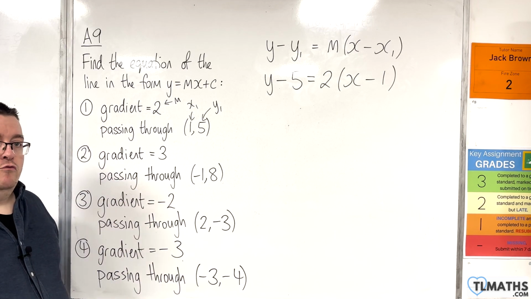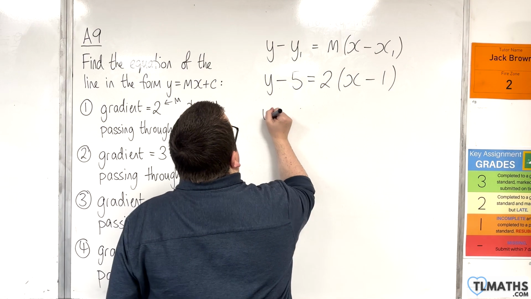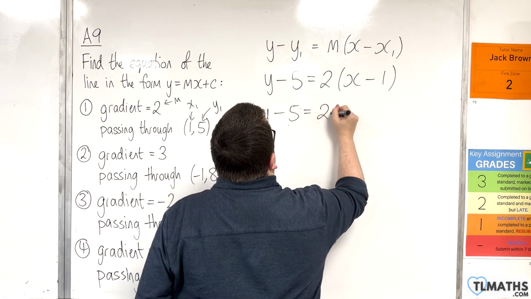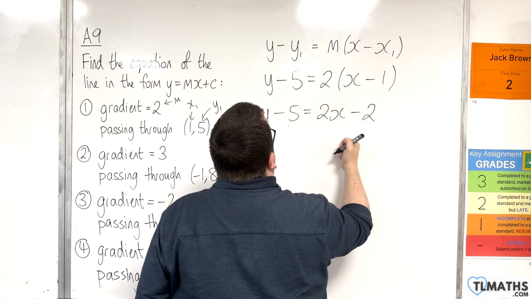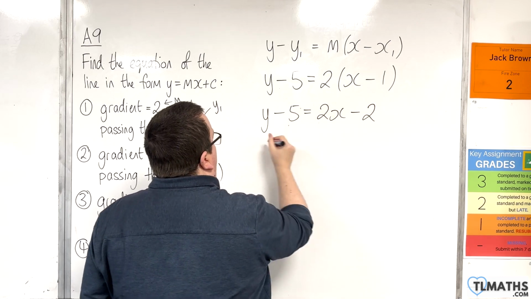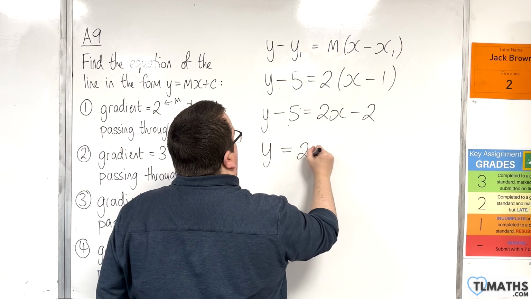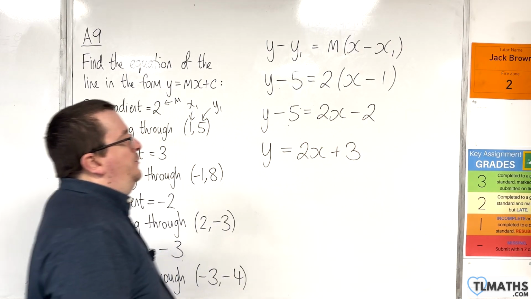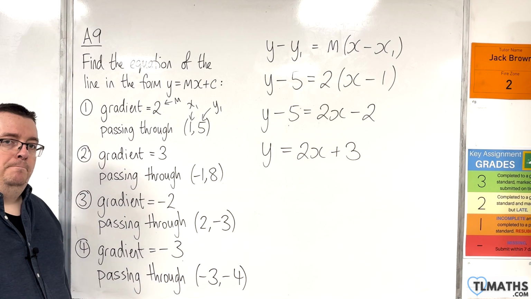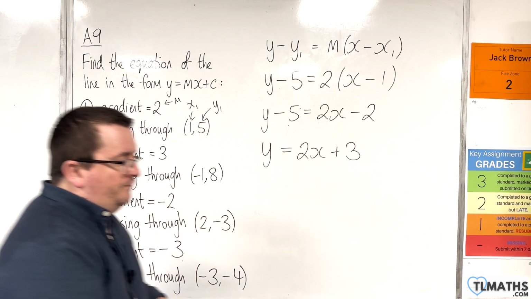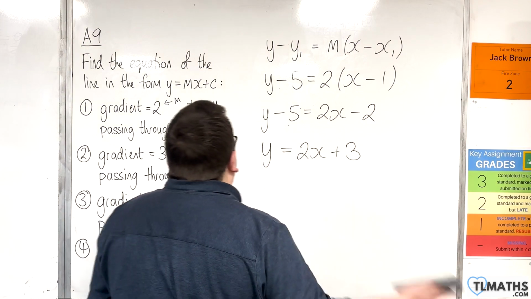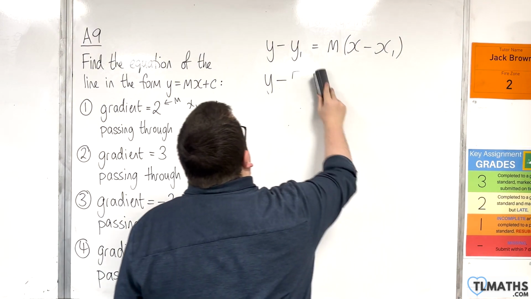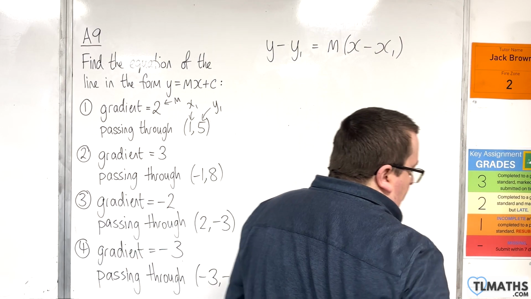And then we just need to rearrange it. So y minus 5 is equal to, multiply that bracket, 2x take away 2, and then we can add the 5 to both sides. So y is equal to 2x plus 3. Minus 2 plus the 5 is 3. And there's my answer. Okay? With a little bit of practice, this will become faster in general than using the y equals mx plus c form.